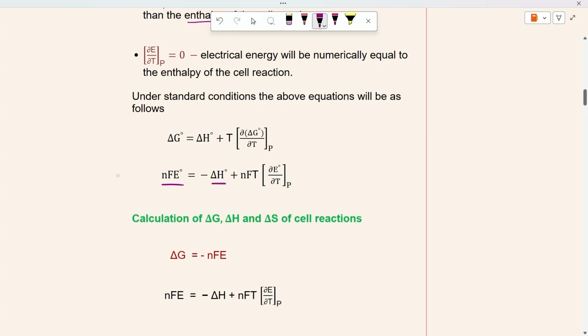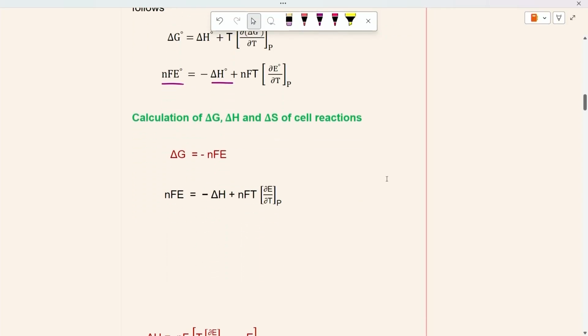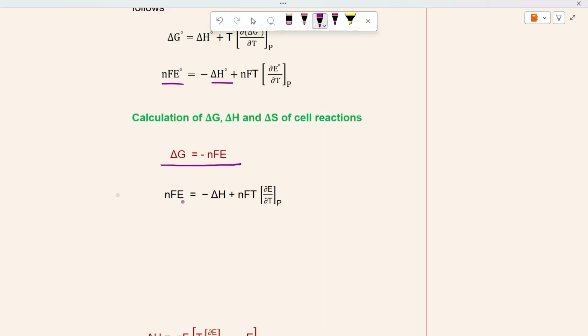Now, how to calculate the thermodynamic parameters? Here we have the relation between electrical energy and enthalpy of the cell reaction, but how do we find delta G, delta H and delta S in cell reactions? We know that delta G is equal to minus nFE. So, there is one relation with the cell EMF and the free energy change, which is a thermodynamic property. Now, we know that nFE is equal to minus delta H plus nFT into ∂E/∂T at constant pressure, which we derived earlier.